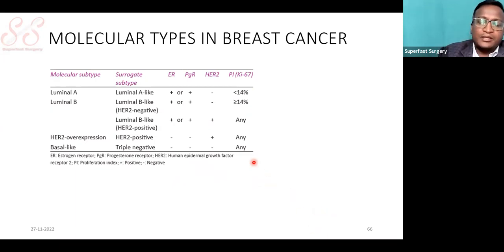And one important point I would like to highlight here is that in CA breast, the cutoff is 14%. That is very commonly asked. But now they have started asking the cutoff in a neuroendocrine tumor. So the cutoff of Ki-67 in neuroendocrine tumor is, can anybody answer? It is 20%, okay.